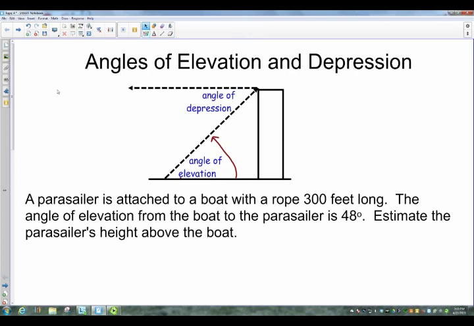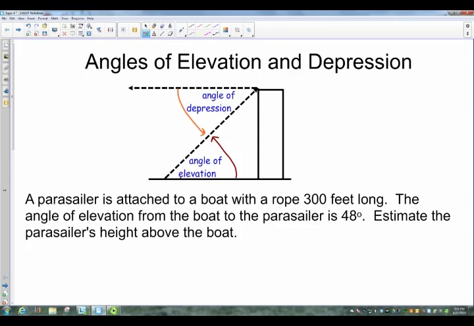Now, conversely, let's say you're standing on a cliff and you're looking down at the city. The angles that your eyes move are what are called the angle of depression, and that would be this direction. So your angle of elevation is what angle your eyes make when you look up. The angle of depression is what angle your eyes make when you look down, and it always starts from straight ahead.